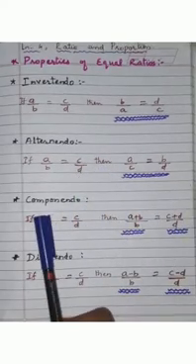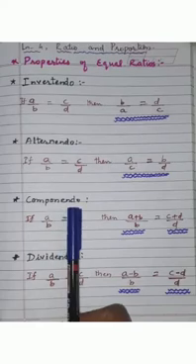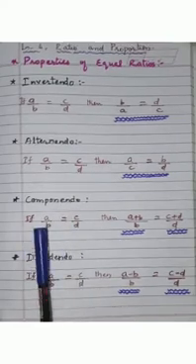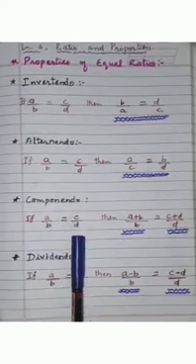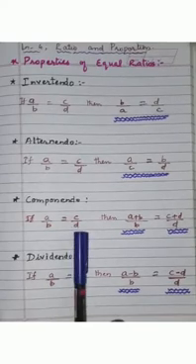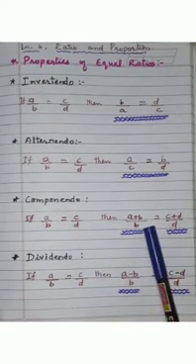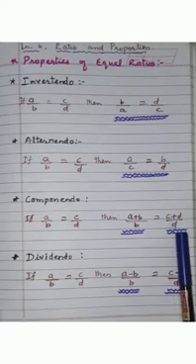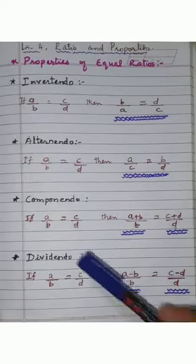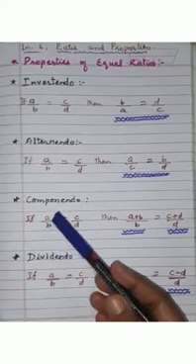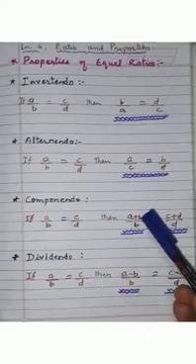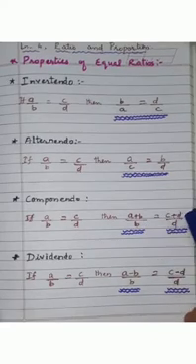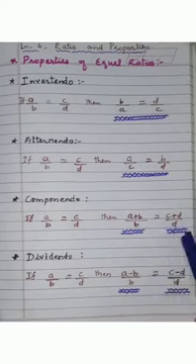Now our third property is the componendo. It says that if a upon b is equal to c upon d, if these two ratios are equal, then as per componendo, we can have a plus b upon b is equal to c plus d upon d. That means we just have to add the denominator to the numerator, so that we have a plus b upon b is equal to c plus d upon d on both the sides.